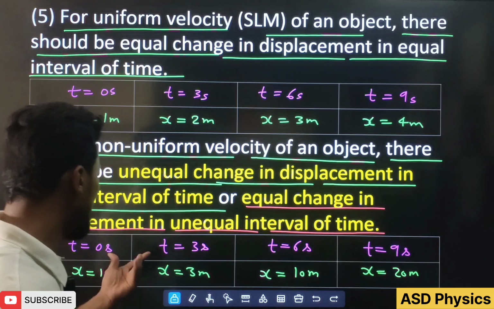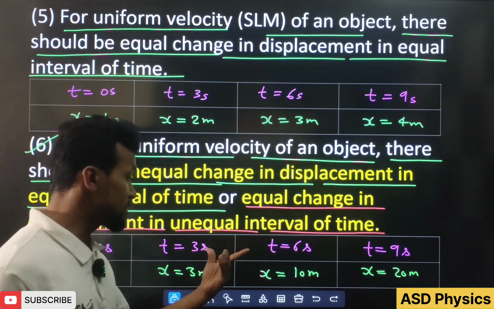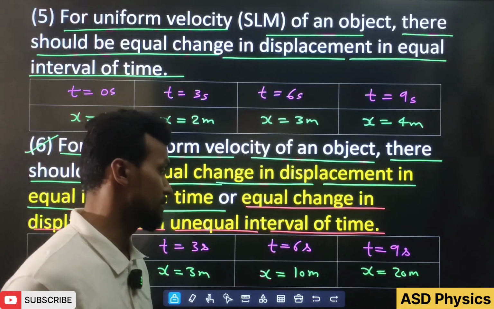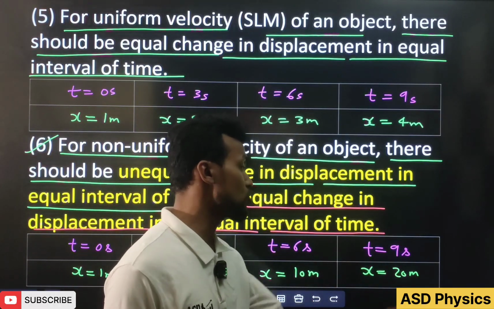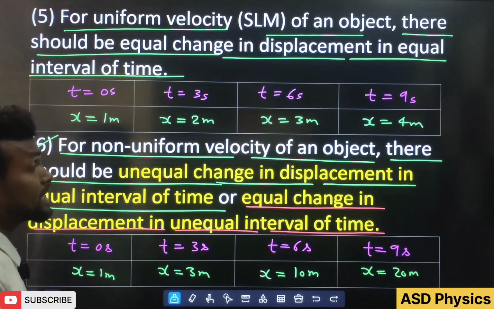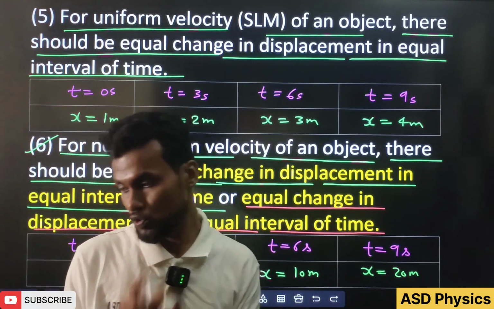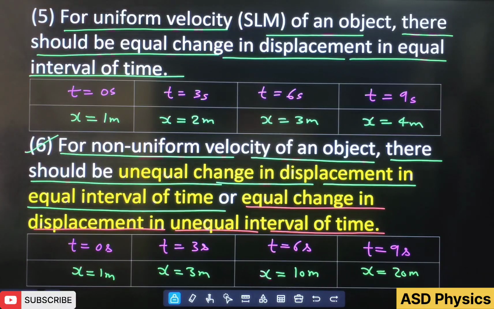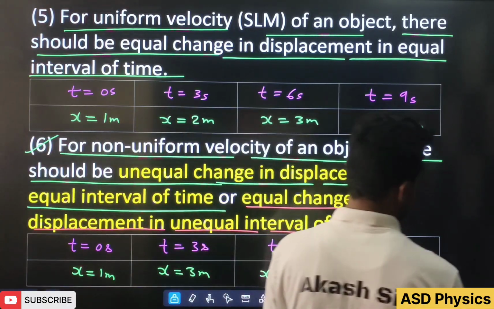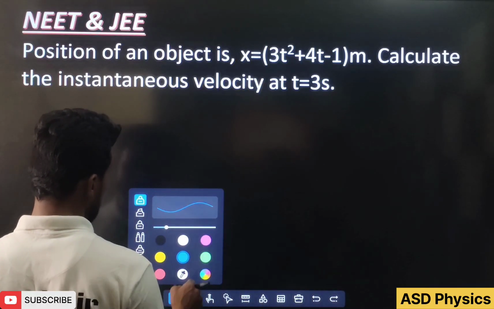So you can see very well, in the first 3 seconds traveling 2 meter because 1 to 3, next 3 seconds traveling 3 to 10, that means 7, and again next 3 seconds traveling 10 to 20, that means 10. So here, in an equal interval of time, there is unequal change in displacement. So you can see very well this is the uniform velocity and non-uniform velocity. Great, all these basics are needed. Next we can see some basic things.